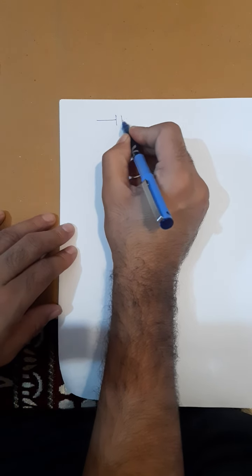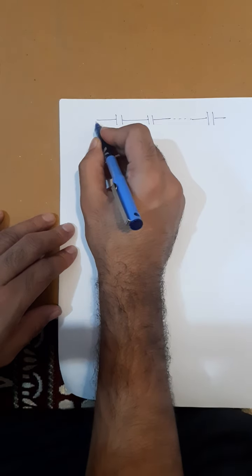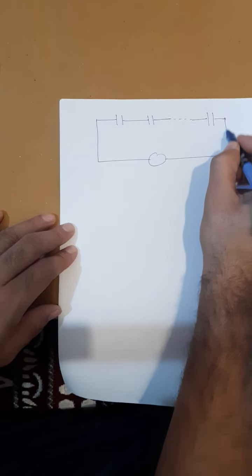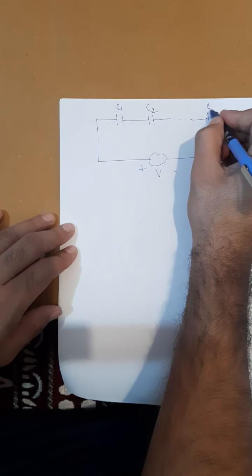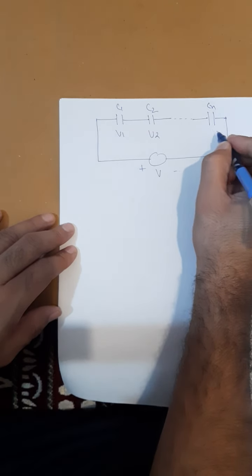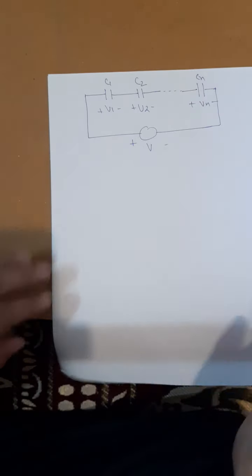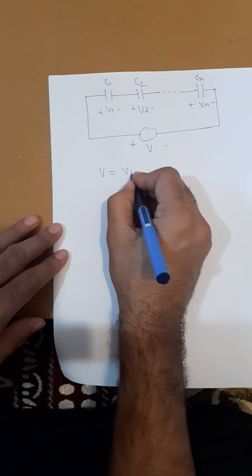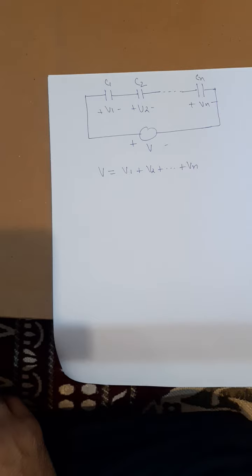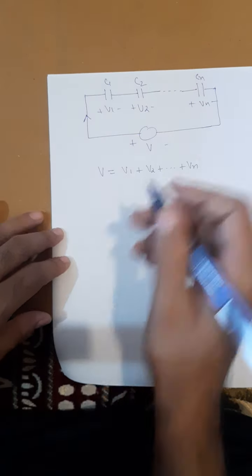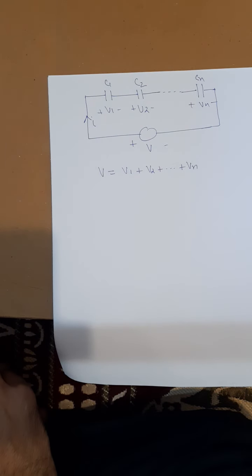Again I am taking capacitors which are connected in series. Earlier I discussed the capacitors which were connected in parallel. So this is my voltage V plus minus, with C1, C2, Cn, and voltages V1, V2, Vn. What is V equal to? V1 plus V2 plus Vn. Here the same current I is flowing in the circuit. Can you solve the circuit now?